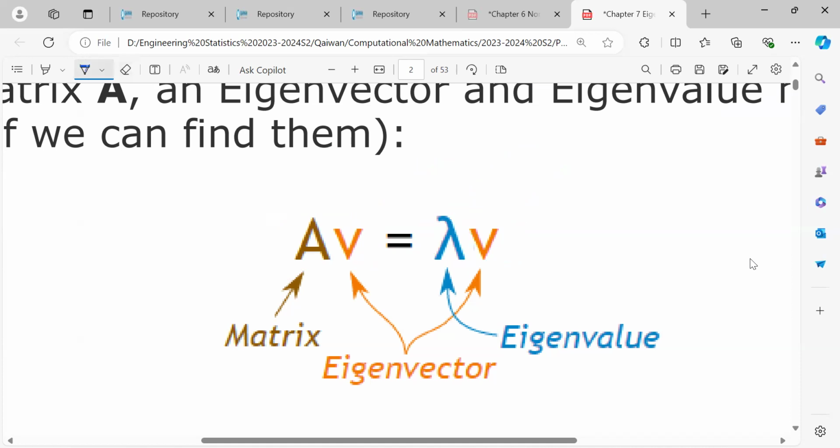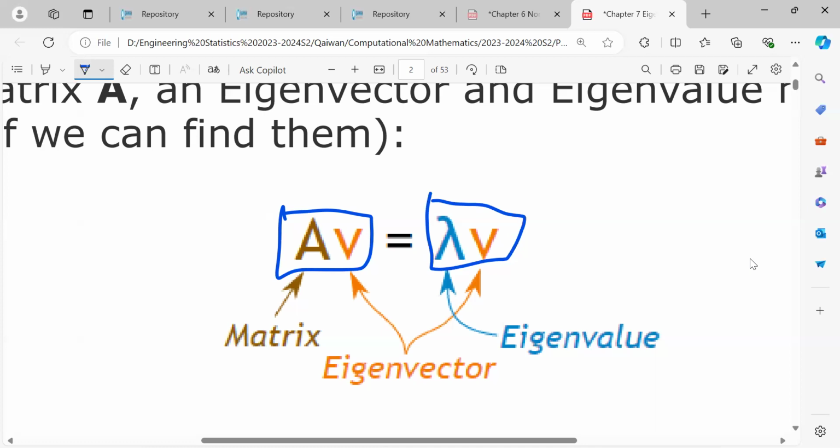For matrix A, after finding the eigenvalues and eigenvectors, if we multiply the matrix by an eigenvector, it is equal to the eigenvalue multiplied by the eigenvector. It is the eigenvalue multiplied by the eigenvector.